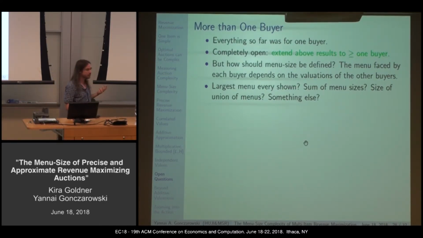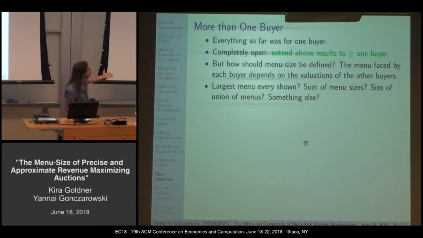The menu faced by each buyer, recall, depends on the valuations of the other buyers. Right? If Amos and Kira together participate in the auction, Amos says that his value is 12. This affects the menu that Kira sees. How do we define the menu size complexity for more than one buyer?